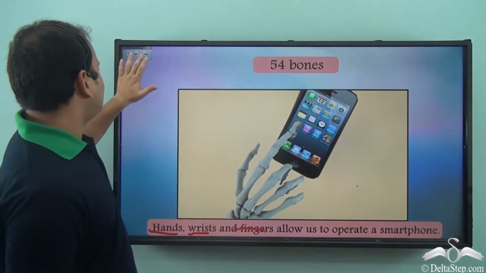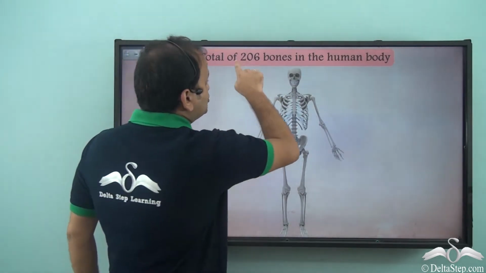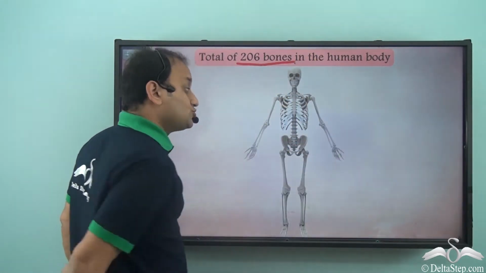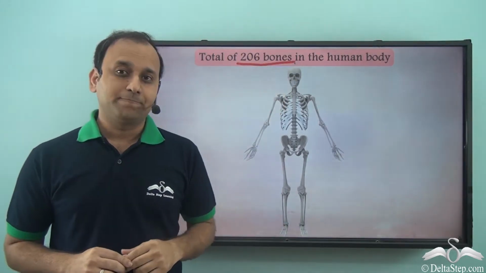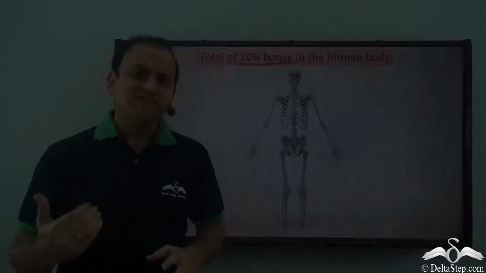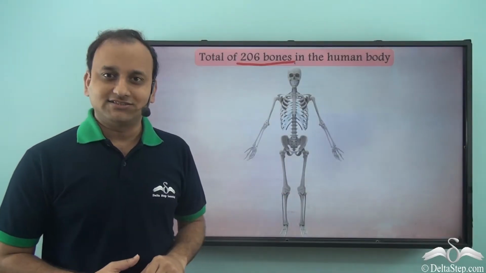Well, our skeletal system has a total of 206 bones. So there are a total of 206 bones in the human body. Now, among them, we will see some major bones in our arms and legs. So let's see.